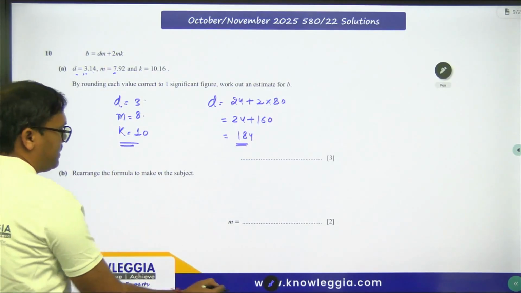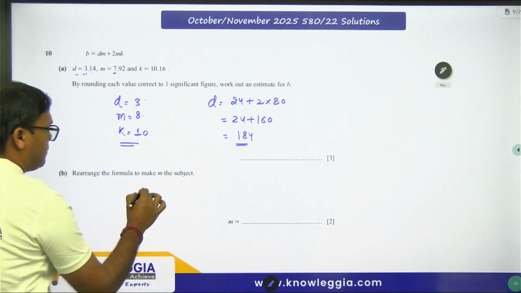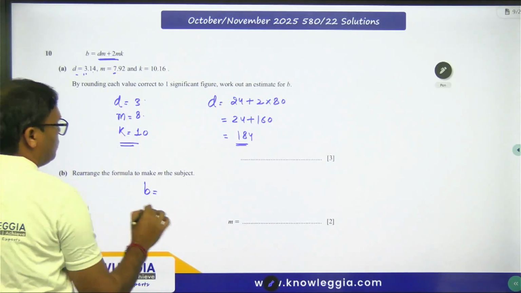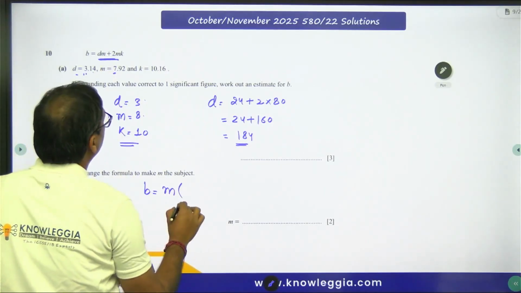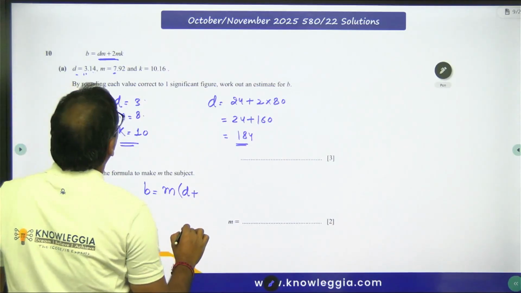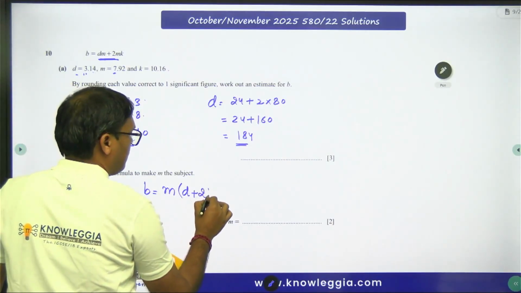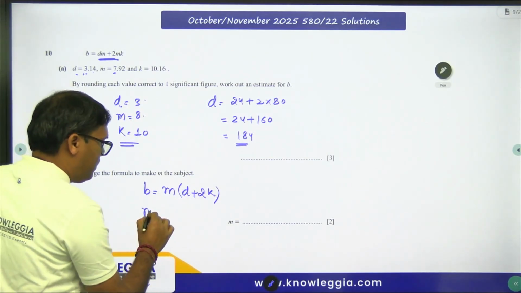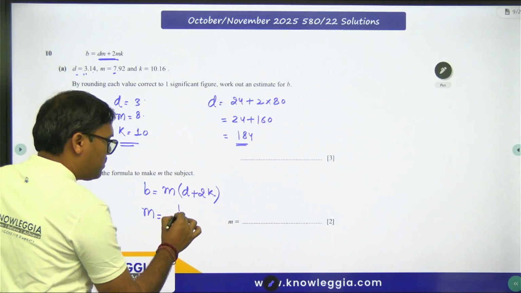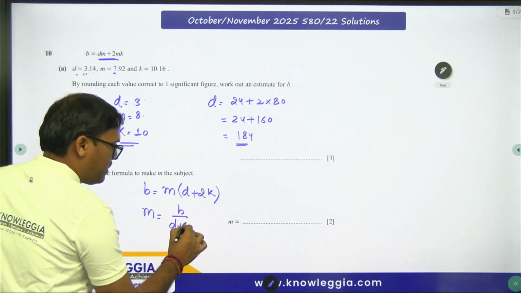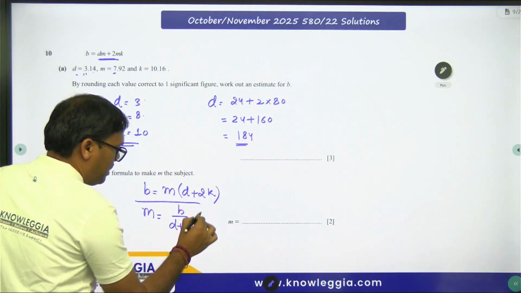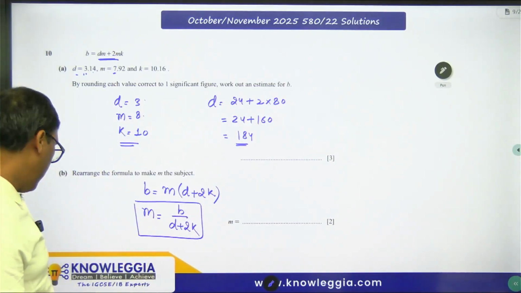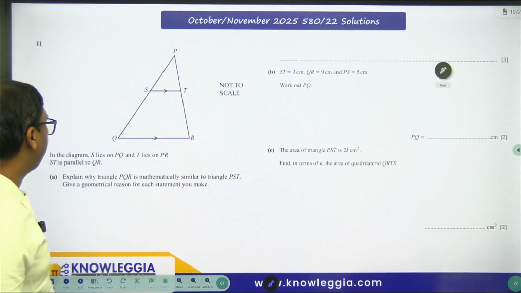Rearrange the formula to make M the subject. So here you can see B is equal to, you can clearly see M is common from these two. So M times this is D plus 2K. Correct? Now how will you make M the subject? M will be equal to, you will divide by D plus 2K. So this is B upon D plus 2K. So that is the answer for this question. B upon D plus 2K. Okay.